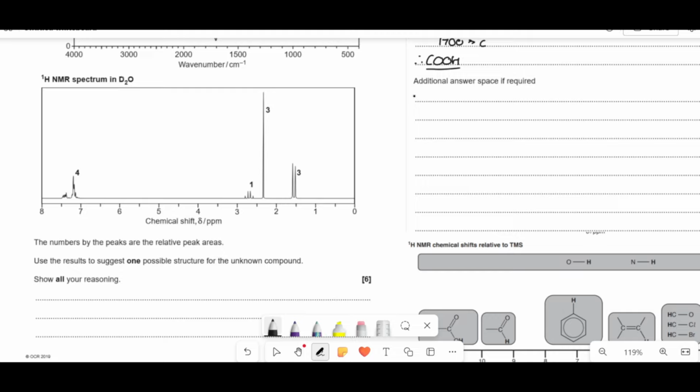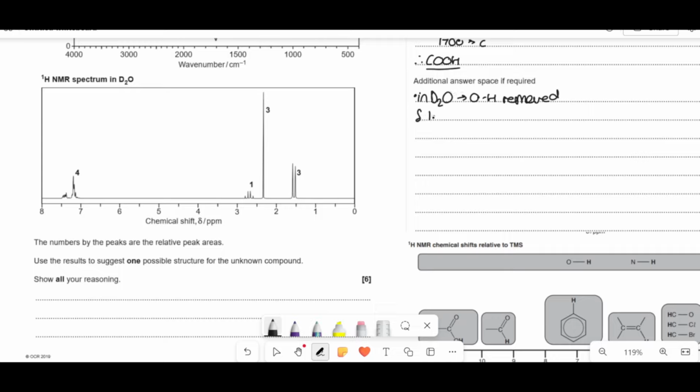So if it's in D2O, then that means that your OHs have been removed. Because OH and NH have these very long shifts across the entire spectrum, you don't know if any of these peaks could be this or this. So the fact they've run it in D2O means that we've lost the OH peak that would have come up. So that's fine. Now, one by one, go through them.